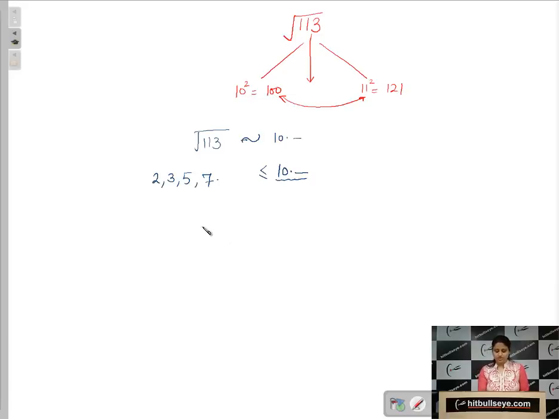But if 113 is not divisible by 2, 3, 5 and 7, then definitely we can say that 113 is a prime number. For example, if we divide 113 by 2, what will be the remainder? 1. The remainder should be 0, but here the remainder is 1. That's why 113 is not divisible by 2. So by using various divisibility rules, we can see that 113 is not divisible by 2, 3, 5 and 7. So 113 is a prime number. You can perform the conventional division as well.